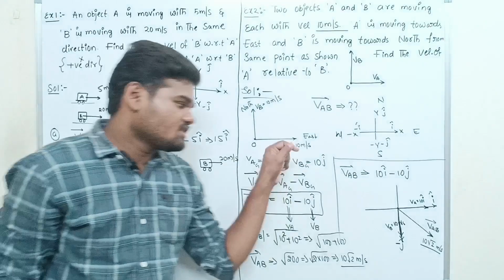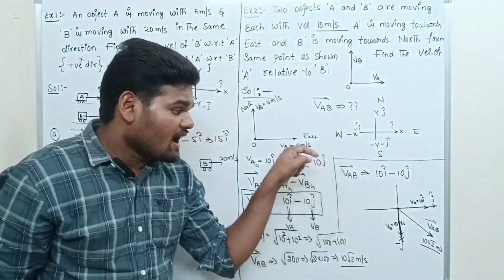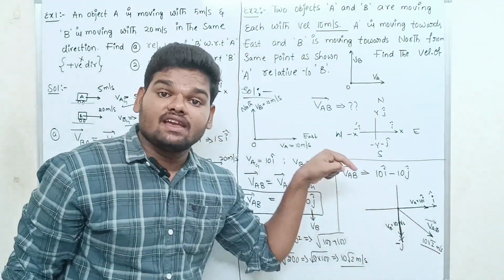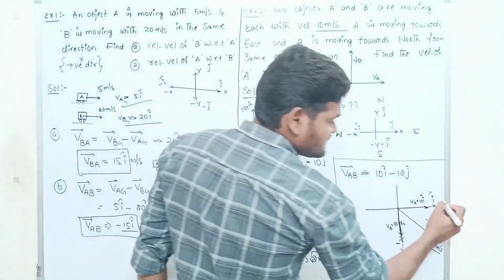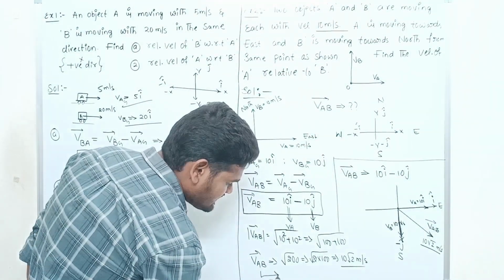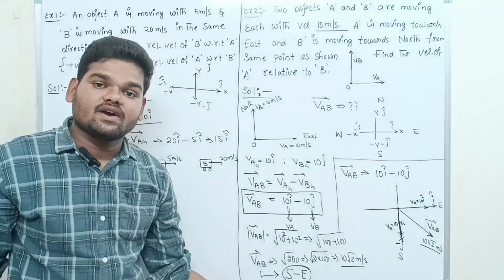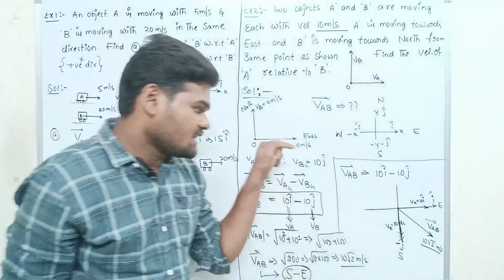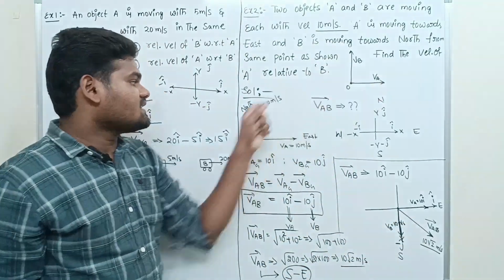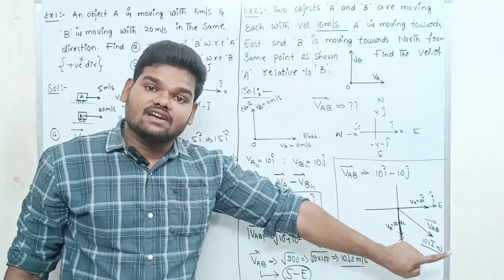So this is the resultant velocity of VA and VB. In which direction is it moving? This is east, this is south. So the resultant velocity direction is southeast. The resultant of these two velocities is towards the southeast direction.